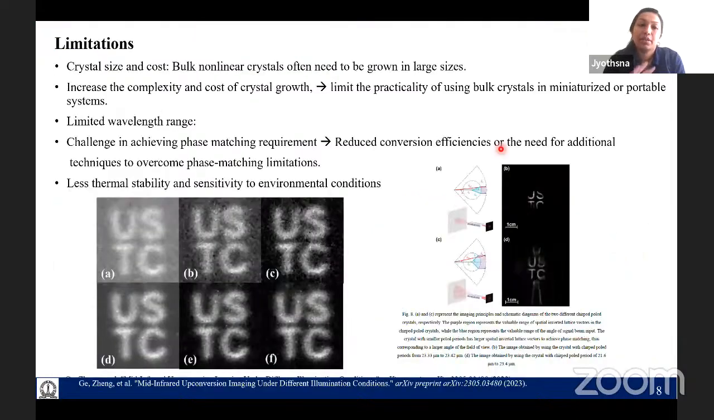But there are certain limitations associated with nonlinear crystals because they're bulky. As I said, the crystal size needs to be large enough to have good phase matching and a large field of view. The cost of growing these high quality crystals is high, and they have limited range. For example, you need the material to be transparent over a range of wavelengths, so there are certain limitations associated with that. They are also thermally sensitive, and sensitive to environmental conditions. These are some examples of previous upconversion done using nonlinear crystals.